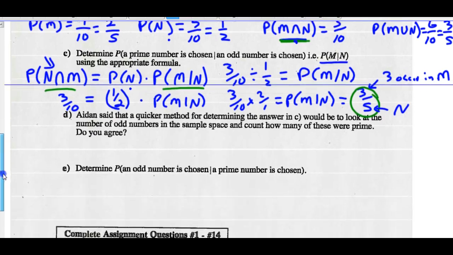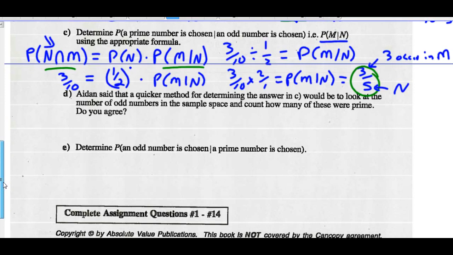Let's look at D. Aidan said that a quicker method of returning the answer in C would be to look at the number of odd numbers in the sample space and count how many of these were prime. Do you agree? Yes. That's what we just said there. All right.